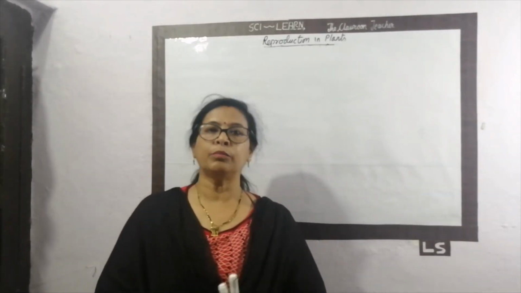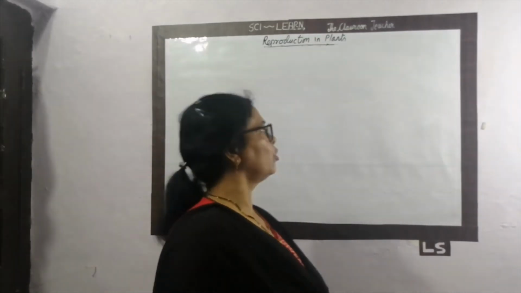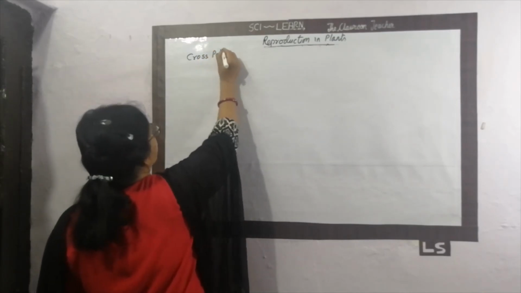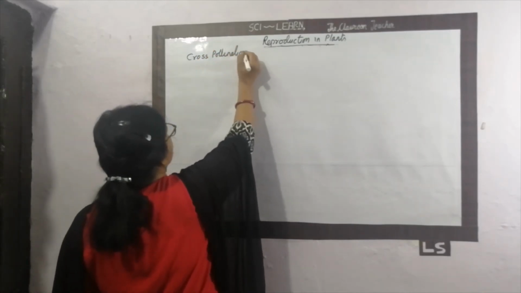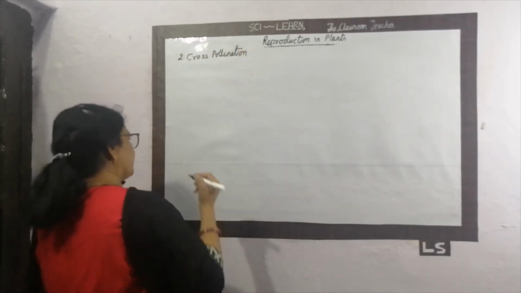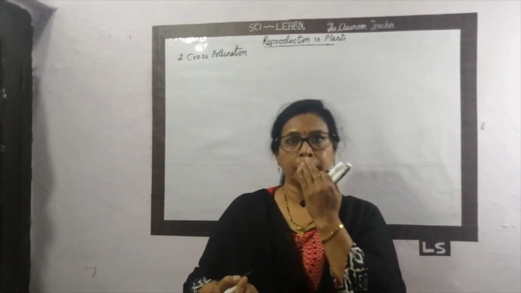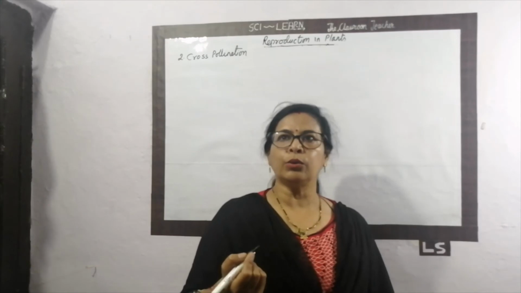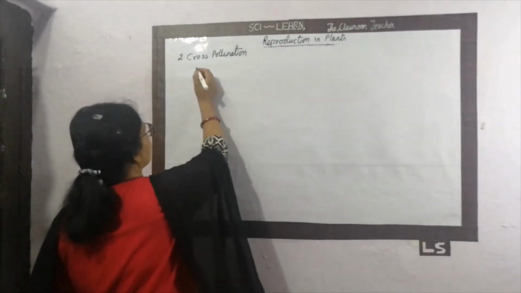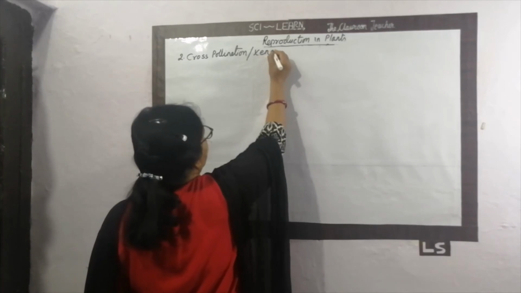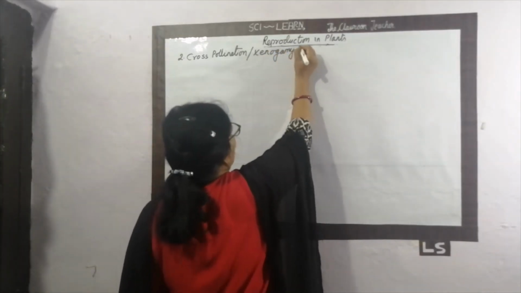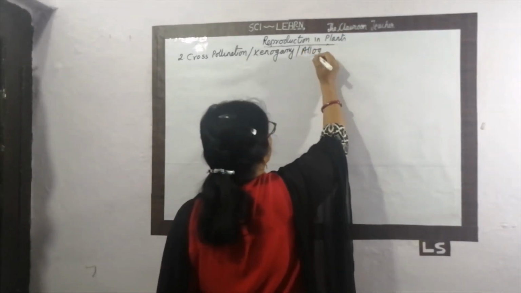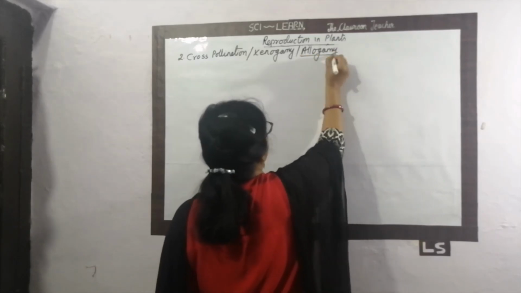The second type of pollination is called cross-pollination. What happens in cross-pollination? It is also called xenogamy, or it is also called allogamy. These are different names for cross-pollination.